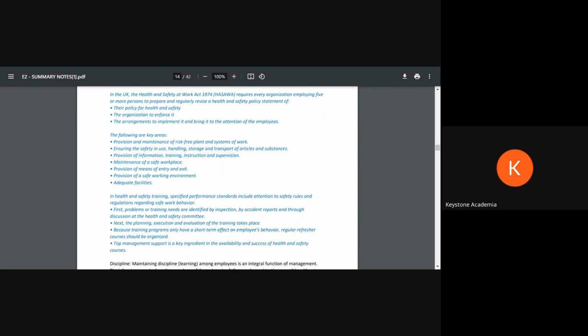Okay, so if we scroll down, what we can see down here is this framework essentially outlines the key aspects of workplace health and safety regulations in the UK. I think it was in 1974. So here, this is an overview of it.